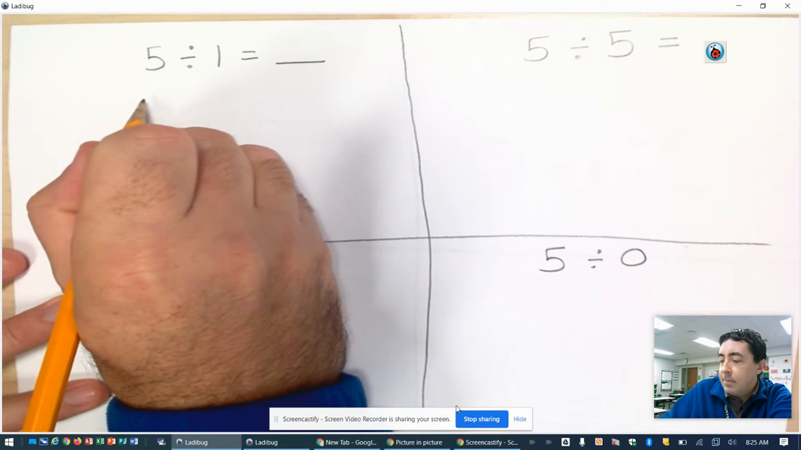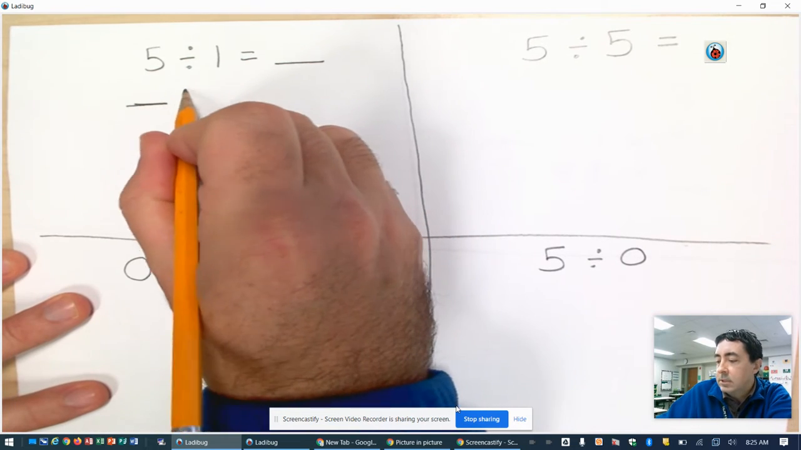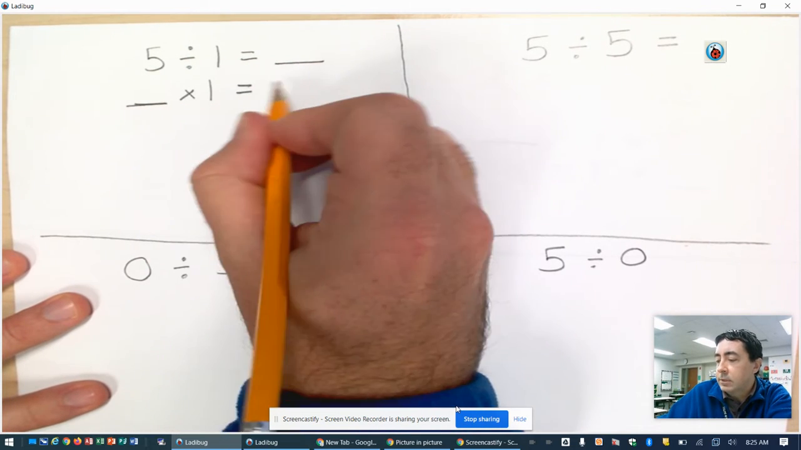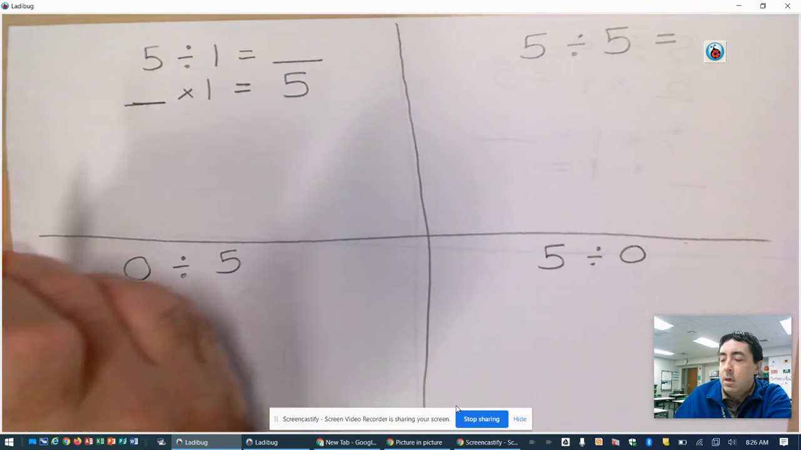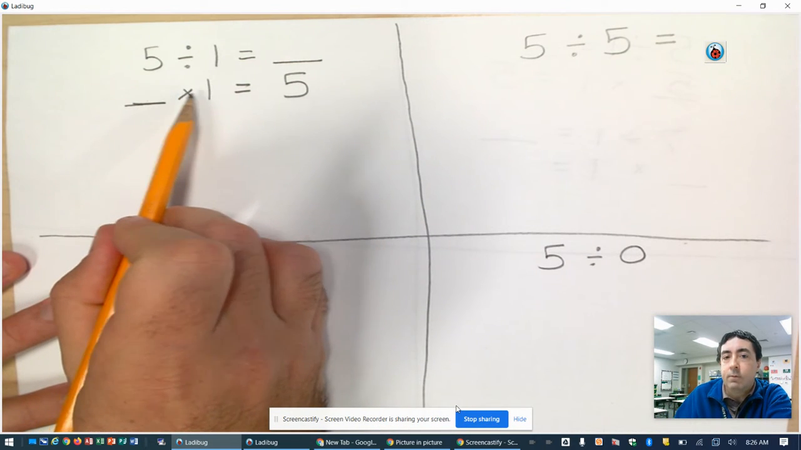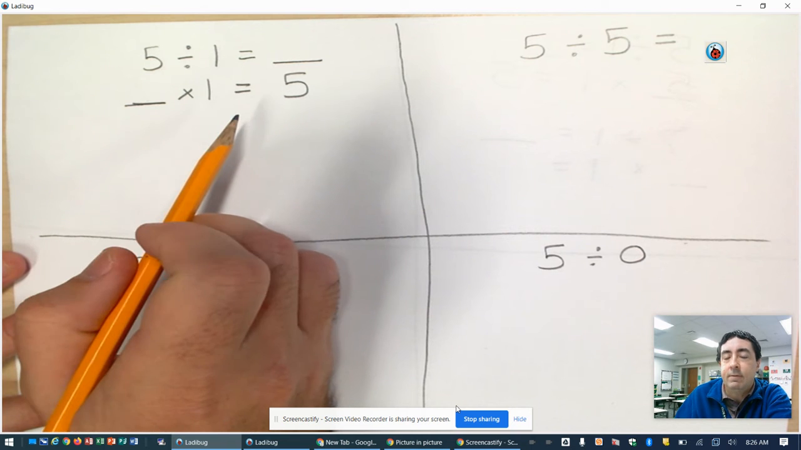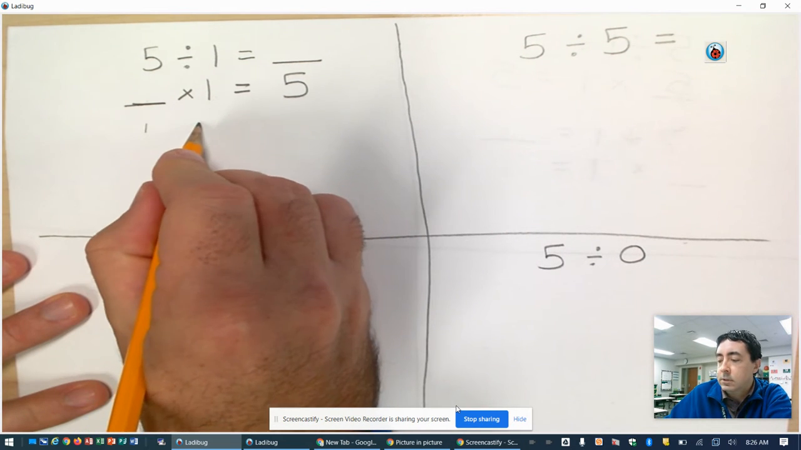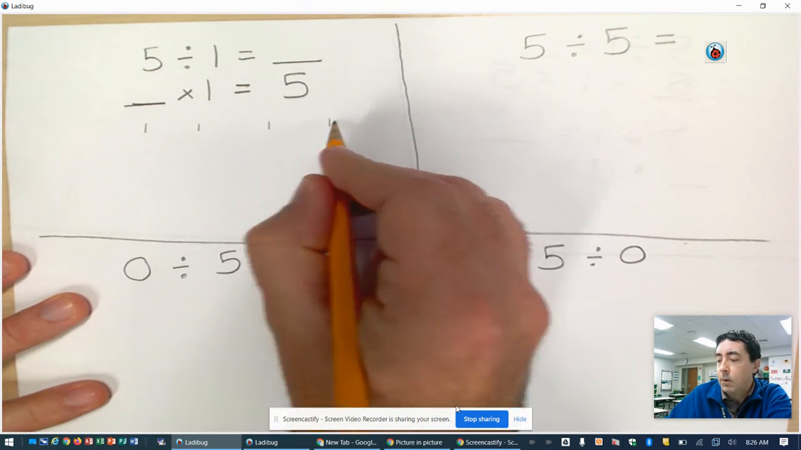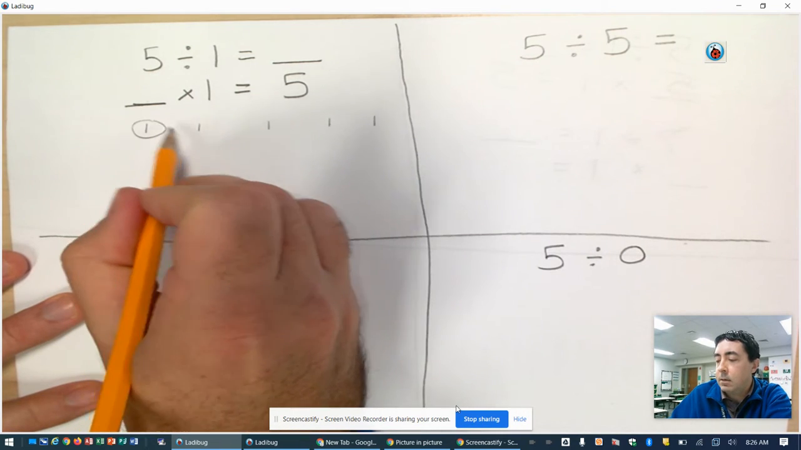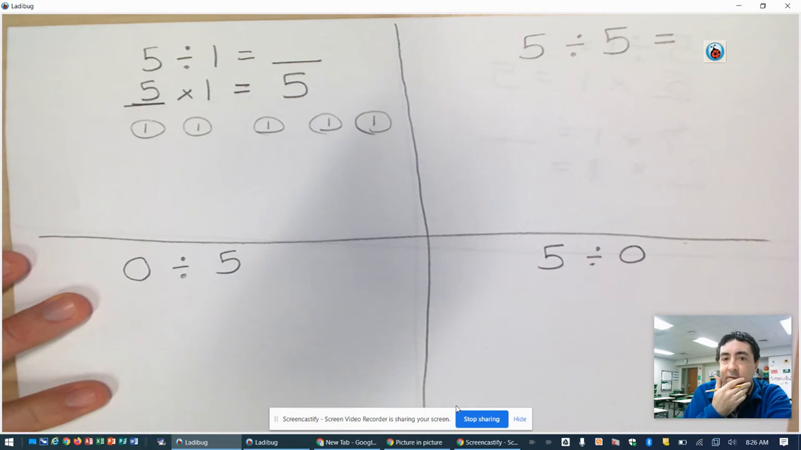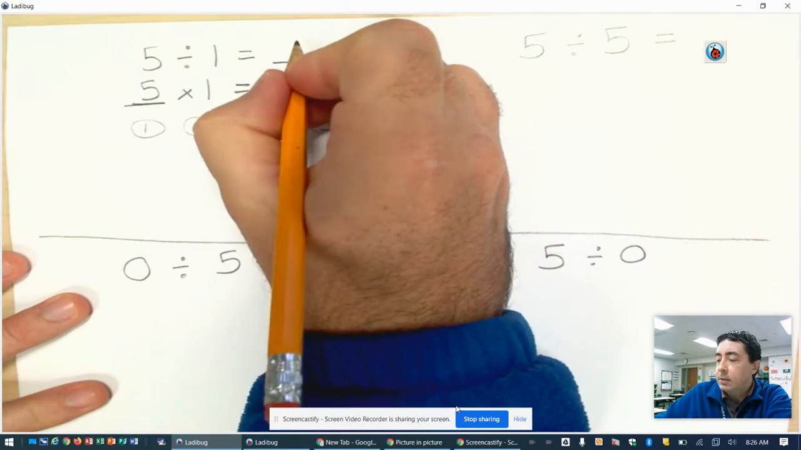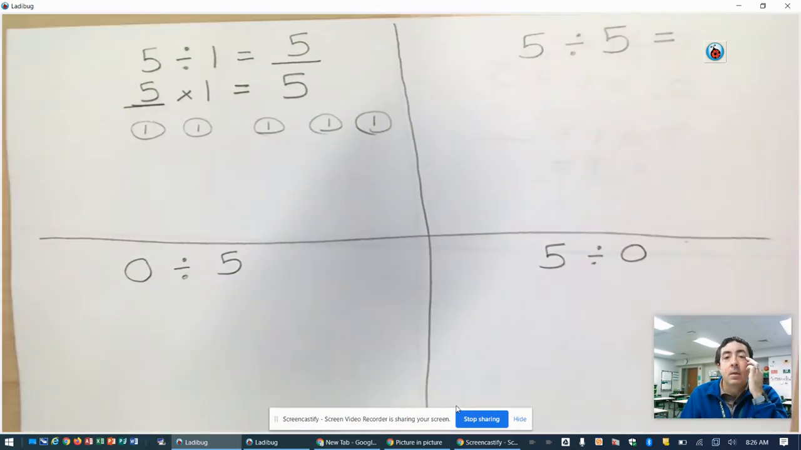So basically I'm thinking what number times 1 equals 5? I've completely flipped that problem around. How many groups of 1 does it take to make 5? Well, 1, 2, 3, 4, 5. How many groups did I make? 5. So the answer is going to be 5.